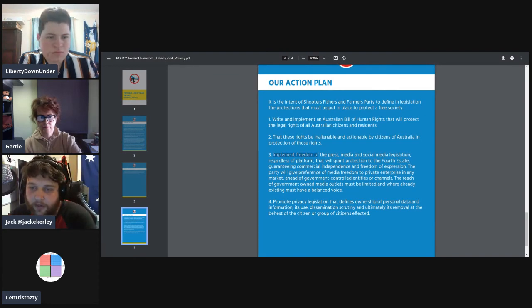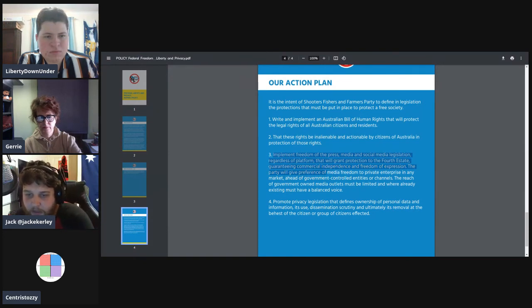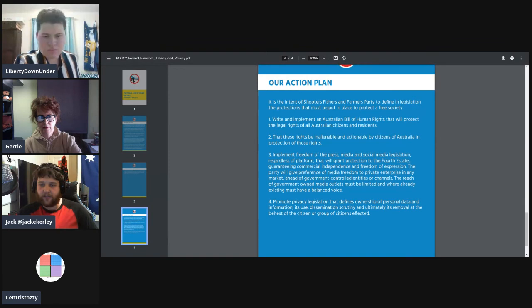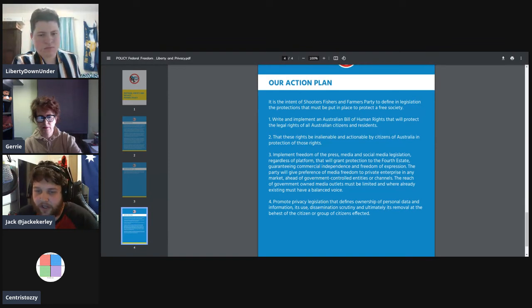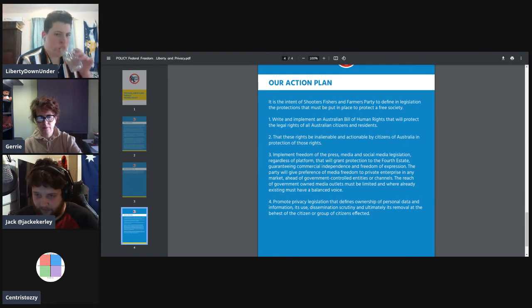Implement freedom of the press, media, and social media legislation regardless of platform. That will grant protection to the fourth estate. I like that. Guaranteeing commercial independence for freedom of expression. The party will give preference of media freedom to private enterprise in any market ahead of government-controlled entities or channels, basically putting private news agencies above the ABC and the SBS, unlike now when the ABC and the SBS get preferential treatment.